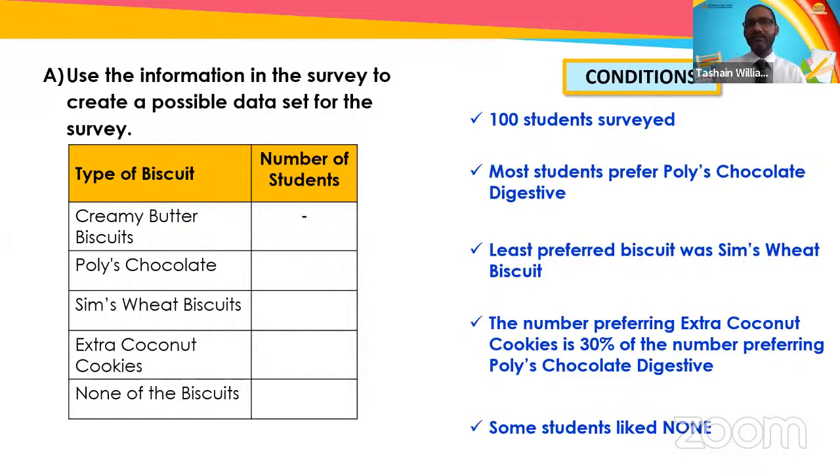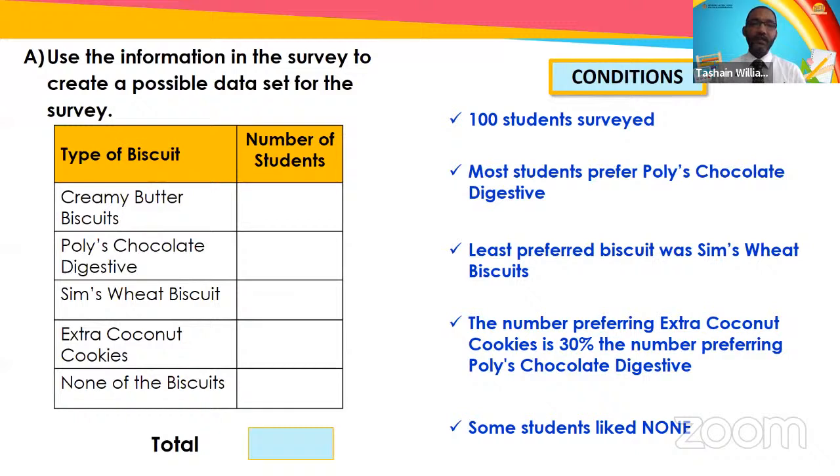And remember, if this is the least number, the Sims wheat biscuit is the least preferred, it could be 1, could be 2, could be 3, but we don't know just yet. We are going to figure out how many students, and how your data set looks, because everybody can have something different. But we are going to see what is workable. So let's go. I'm going to be typing on screen, but I want one student who has completed this task before to open your microphone and share with me the numbers you have on your table.